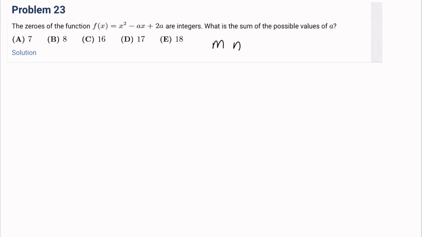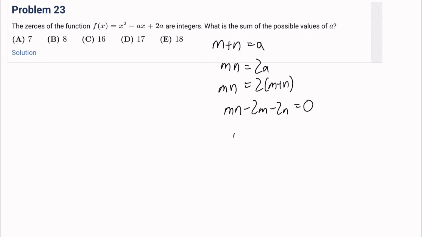Okay, and so that would give us that m plus n equals a and mn equals 2a, right? And so since a is m plus n, 2a equals 2 times m plus n. And so mn equals 2 times m plus n. So mn minus 2m minus 2n equals 0. (m minus 2)(n minus 2) equals 4, right? And so let's say that m is greater than or equal to n, right? Because that way n and m could get mixed up and nobody will notice, right?